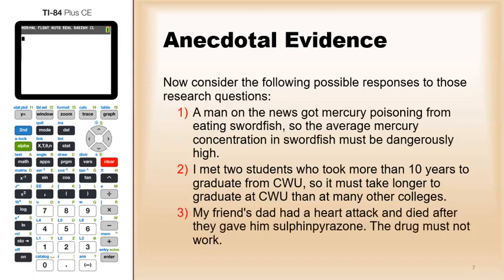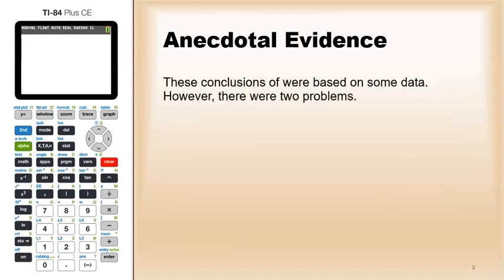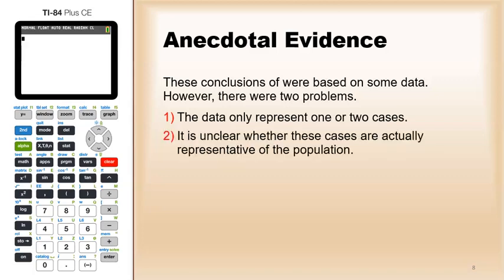3. My friend's dad had a heart attack and died after they gave him sulfentrazone, so the drug must not work. Now, these conclusions were based on some data. However, there are 2 problems with these conclusions. First, the data only represents 1 or 2 cases. And second, it's unclear whether these cases are actually representative of the population. Maybe, whatever the factors are, it could be an outlier, or they have other extenuating circumstances.